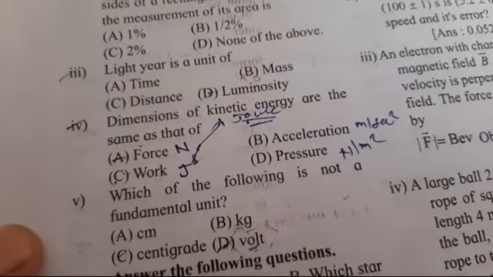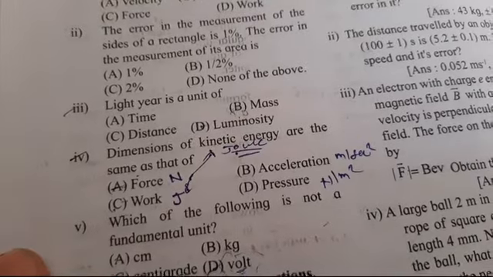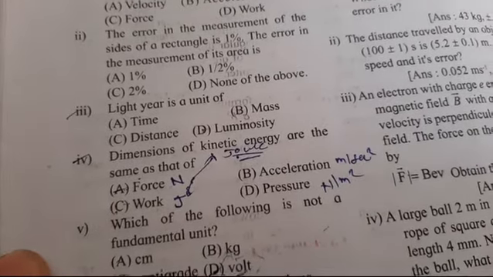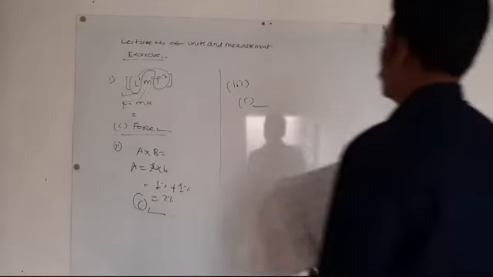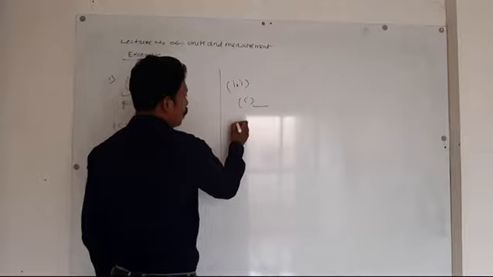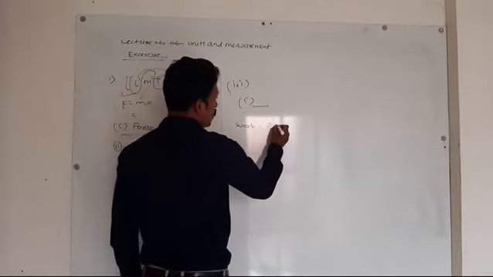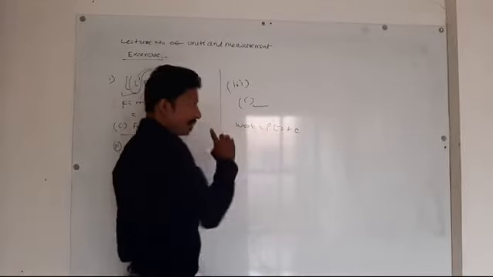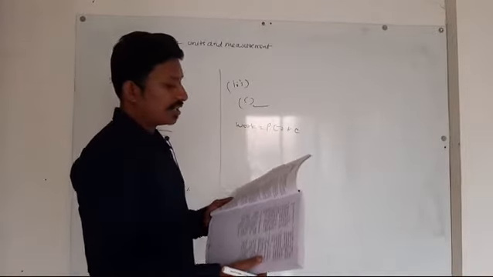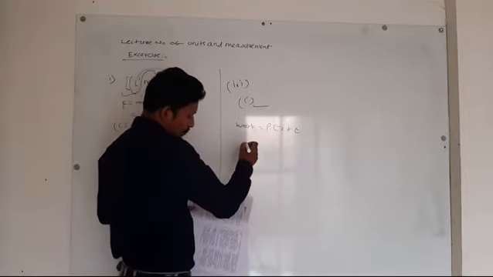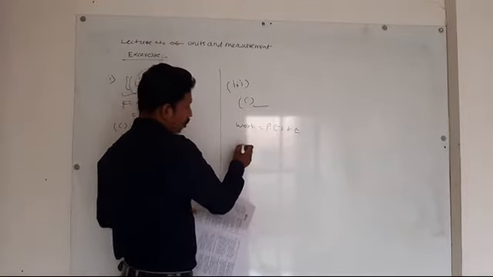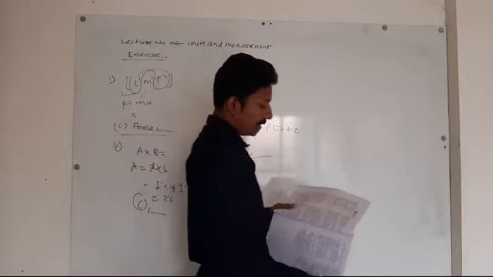Question number 4. Dimension of kinetic energy is the same as that of: A. Force, B. Acceleration, C. Work, and D. Pressure. Students, I already studied in the theory lecture that the dimension of work done, dimension of potential energy and dimension of kinetic energy are the same. Therefore, the dimension of kinetic energy is the same as that of work. Option number C is the correct option, right?